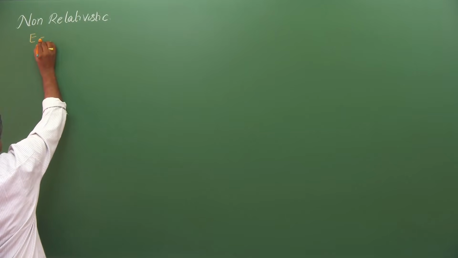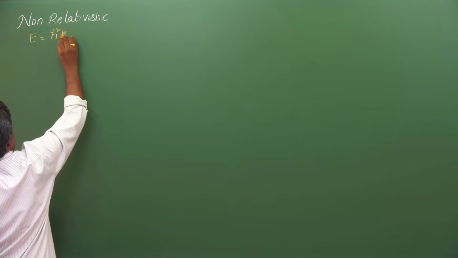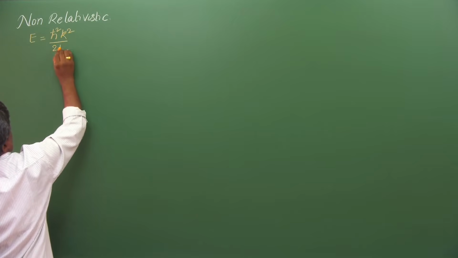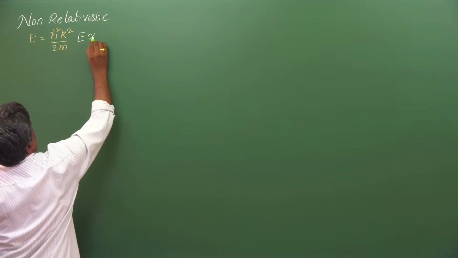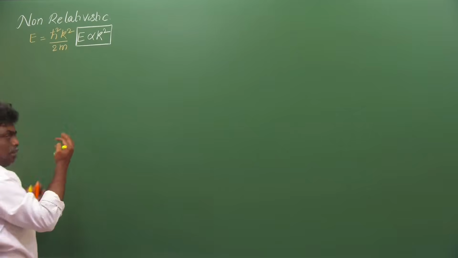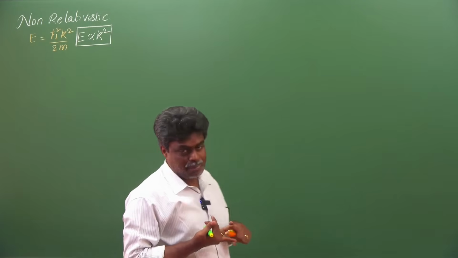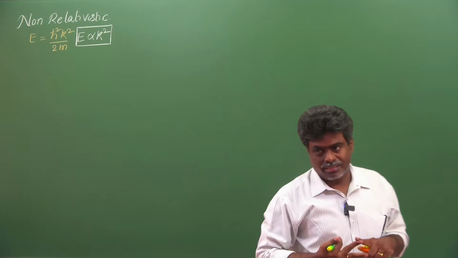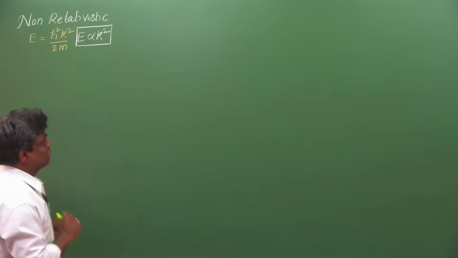Non-relativistic means of course ideal. That's why energy equals ħ²k²/2m. That means your energy is proportional to k². For this you have found the density of states, next the number, next the energy, next the Fermi energy, next the average energy. This is what you have done.